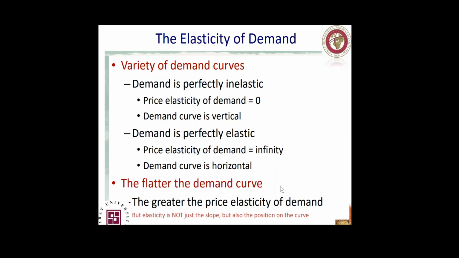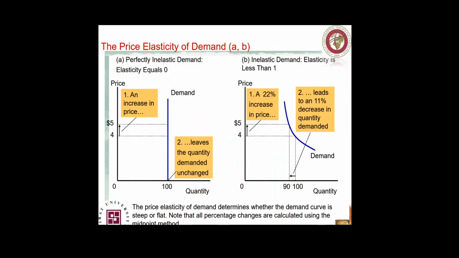Now, if we are given a curve, how do we know if it is elastic or not? The flatter the demand curve is, the more elastic it will be, and the steeper it is, the more inelastic it will be. What do I mean? Just hold on. Now look at this. This is the first case, perfectly inelastic. Perfectly inelastic means that whatever the increment in the price, people will still order the same quantity. Quantity will never change. And this is perfectly inelastic.